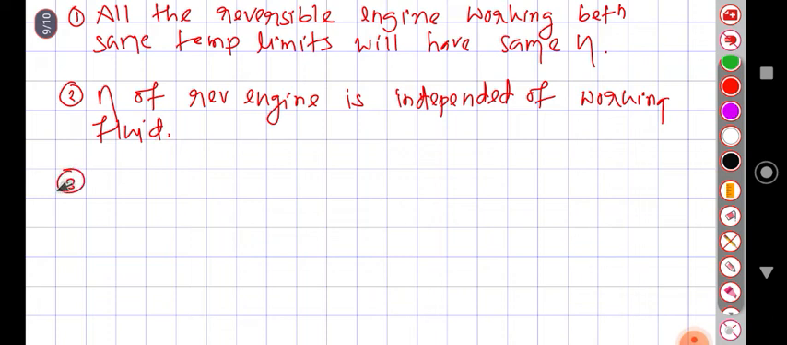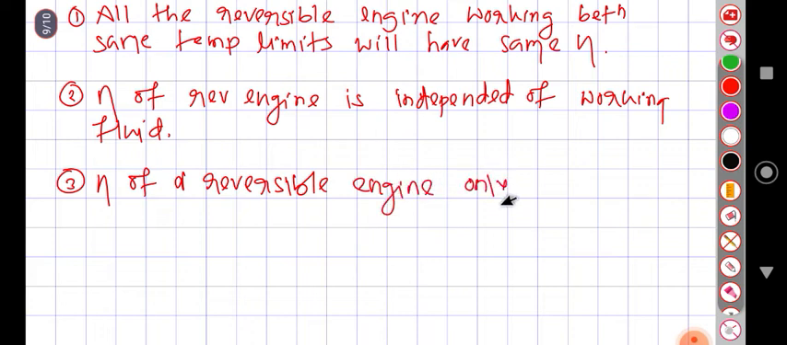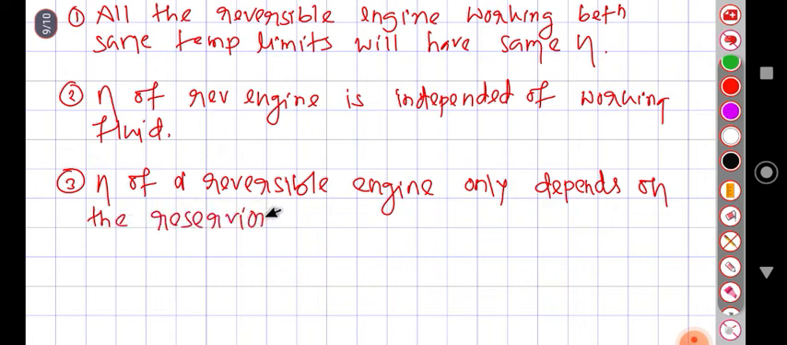And the third point is that the efficiency of a reversible engine only depends on the reservoir temperature limits, right? These are the three points related to the Carnot cycle. Did you understand this?